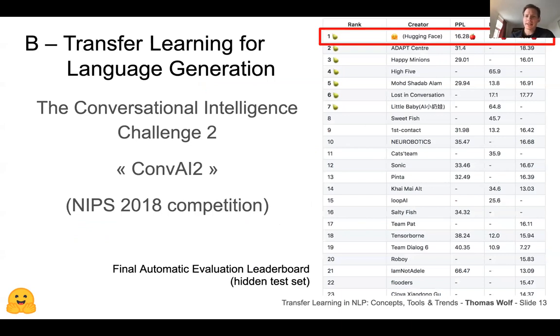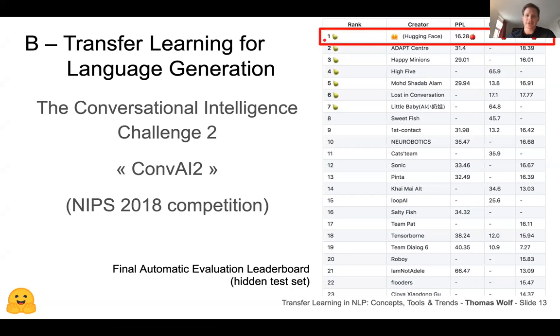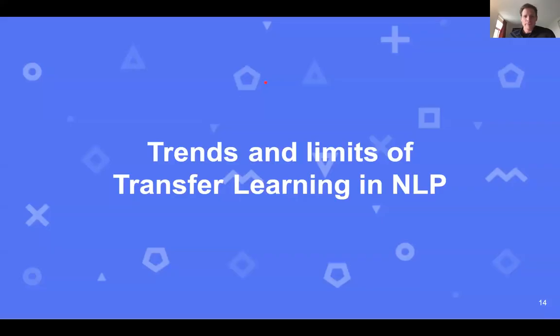And what you can see is that it works really well. This is a competition we participated in with HuggingFace two years ago, on this exact example of Persona Chat, and on the automatic metrics, we were really above the other types of models. And I think it was one of the first times in this competition that transfer learning was used for dialogue generation. Okay, so now in these next couple of slides, I want to show you the trends and the limits of transfer learning in NLP.